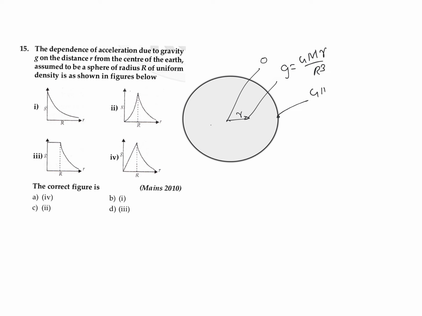And on the surface it is going to be GM by capital R square, where capital R is the radius of Earth, and outside it is going to be GM divided by small r square, or it is inversely proportional to the square of distance.